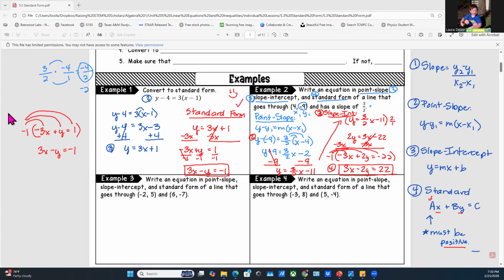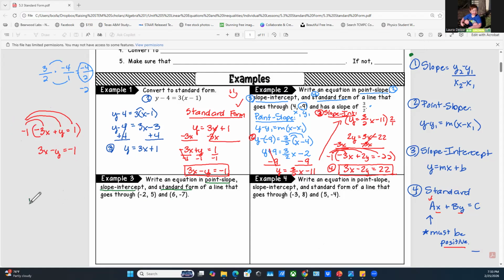Okay, let's do example 3. Let's see if I can switch colors here. So they want us to write it in point slope, slope-intercept, and standard, but look, it's got 2 points. Oh no, we're going to have to start up here, because they did not give us a slope. We're going to have to do everything. Oh my gosh, we're going to have to start at the very beginning. But we can do this.